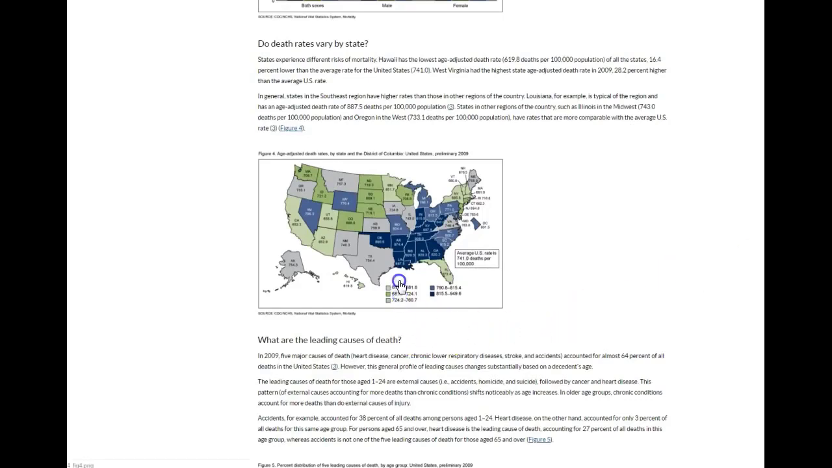I find them all interesting, but if you look at the map, you can see that the darker colors mean that there's a greater death rate per 100,000 persons. So dark blue is the highest, and then the light green is the lowest. So you have high death rates in these states and low death rates in these states. Can you think of any reasons why that might be the case? What might be some of the contributing factors?